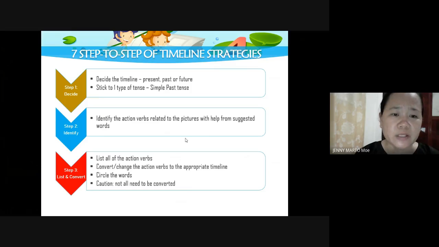For step 2, the students need to identify the action verbs related to the pictures with help from suggested words. And step 3, they need to list and convert, where they have to list all of the action verbs. Then they need to convert or change the action verbs to the appropriate timeline. Then circle the words. And here, I always remind my students that not all of the words need to be converted.